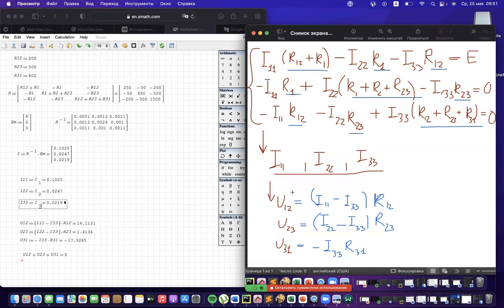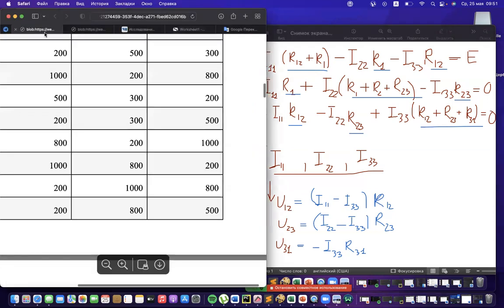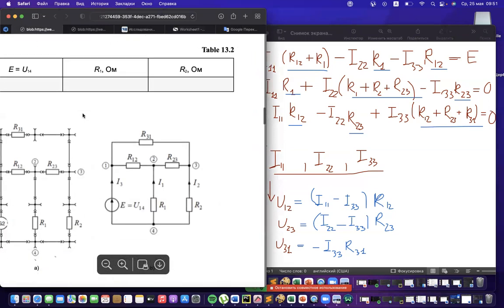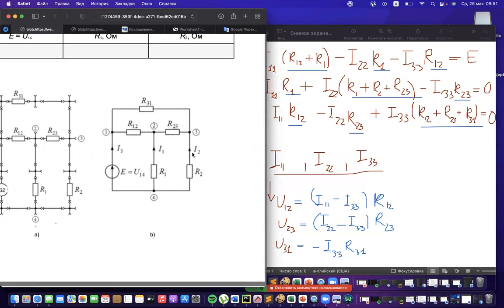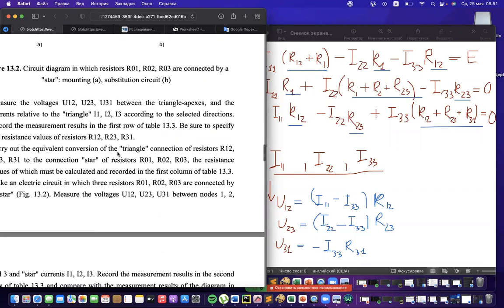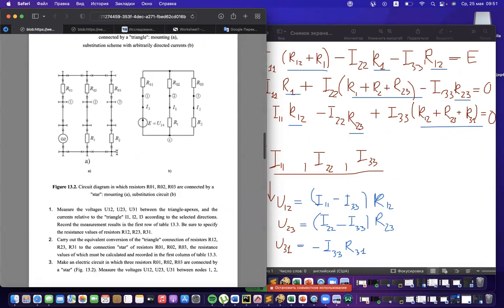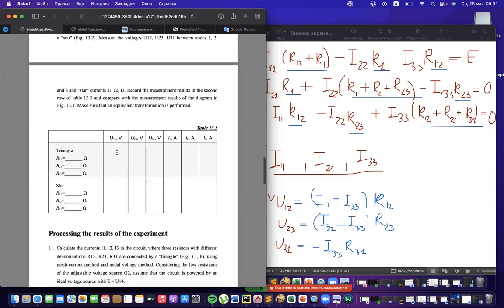For the currents, I wrote previously how to find these three currents connected with the mesh currents. When you know the mesh currents inside the mesh, you could find the currents I1, I2, and I3. That is about this work.